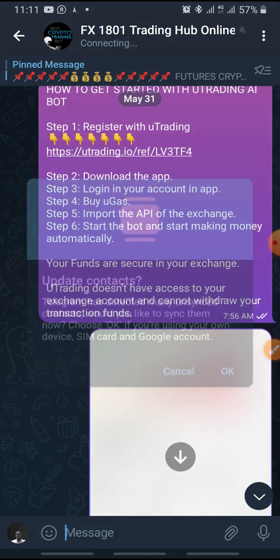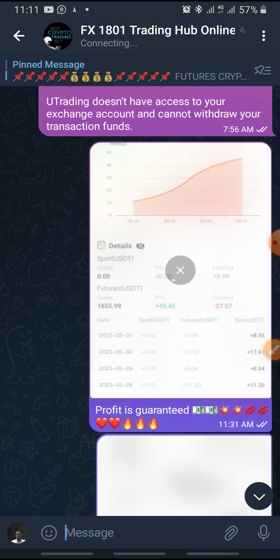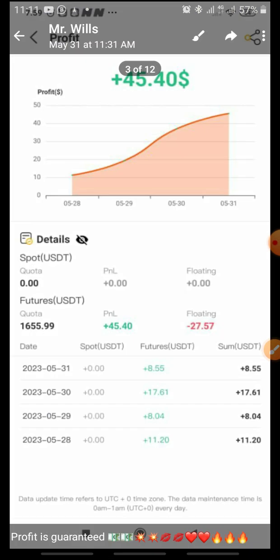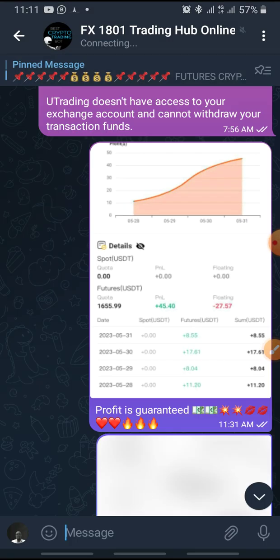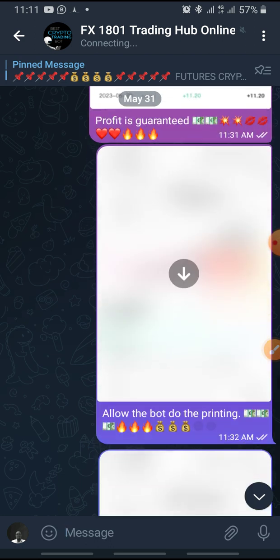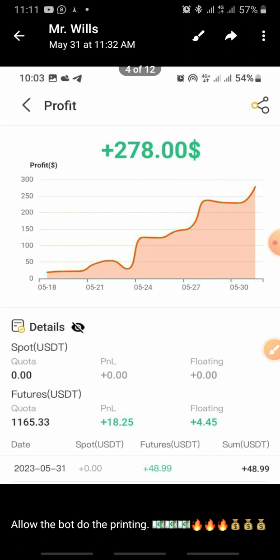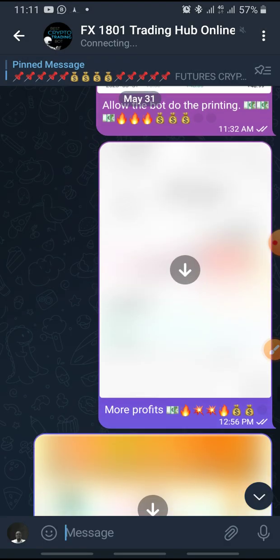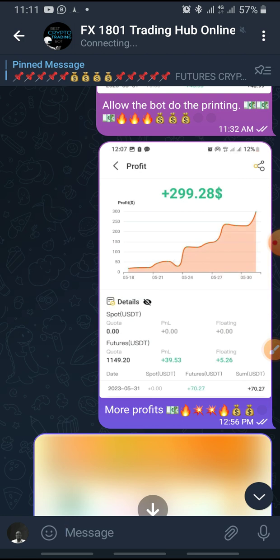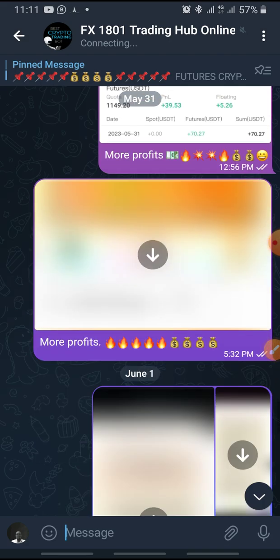Alright, so let's see. Okay, so this is another profit chart. You can see it's $45. Let's see. Wow, it's $278. Okay. So let's see, there's another one. $299. Okay, so let's see.